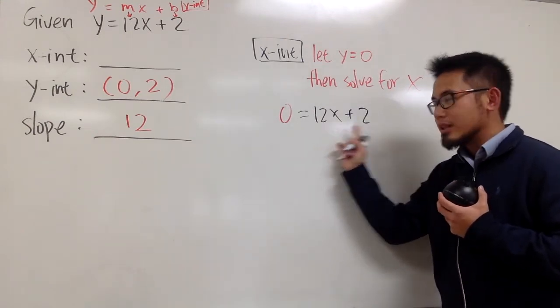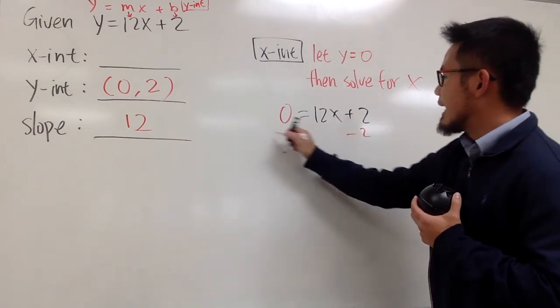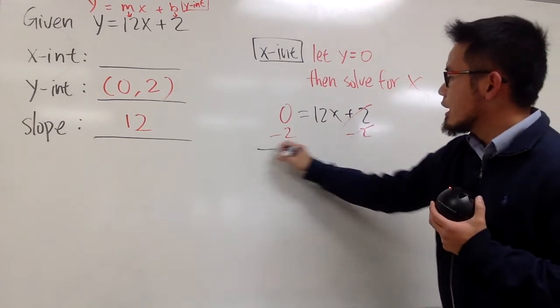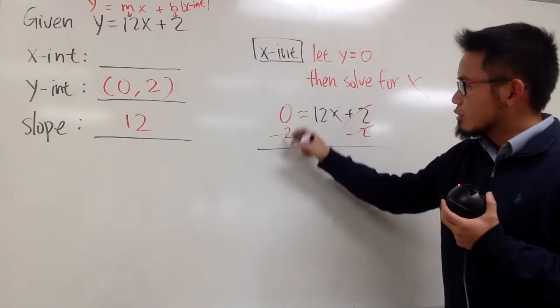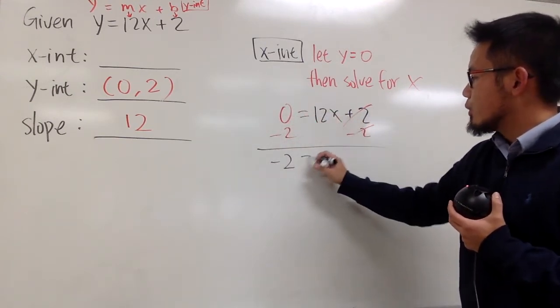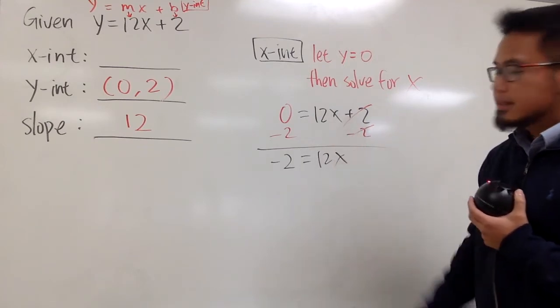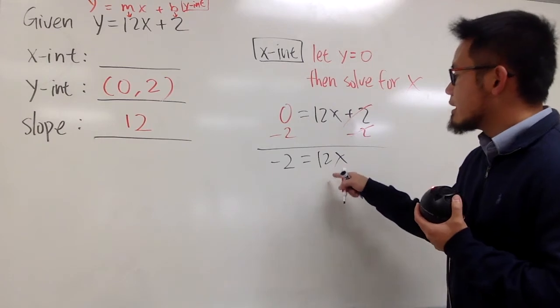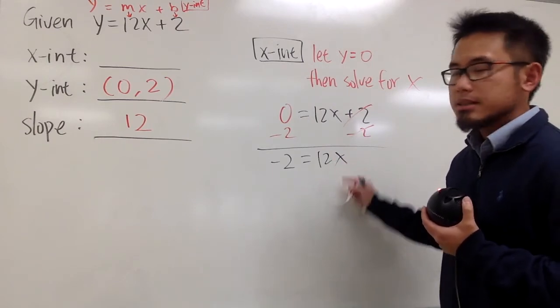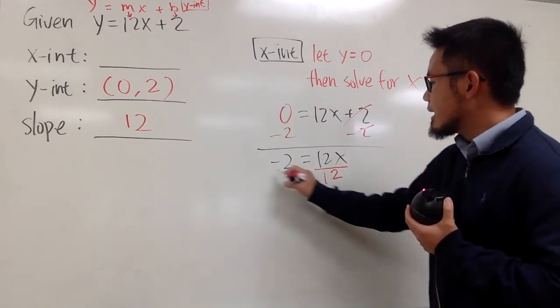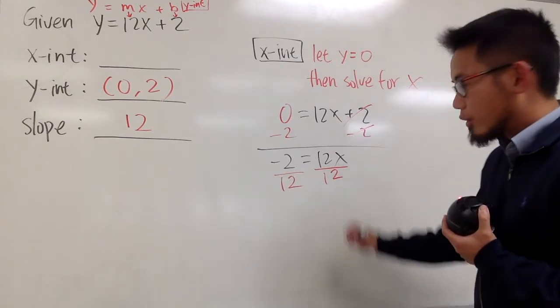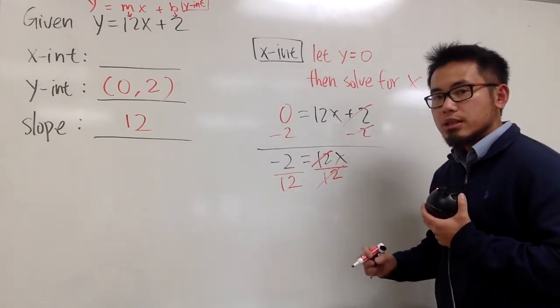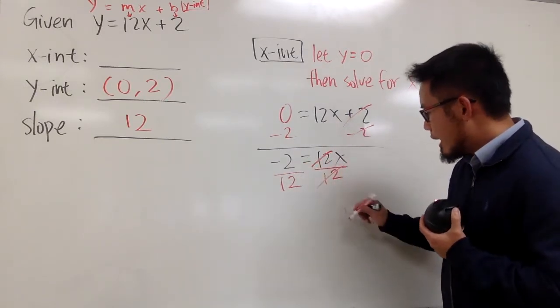X is right here, so let me just subtract 2 on both sides, like this, so they cancel. And this is 0 minus 2, which is -2, and that's equal to 12x. And right here, I can just divide both sides by 12, right? Because this is 12 times x. So let me go ahead and divide both sides by 12, so that this and that will be cancelled. And now, you know x, okay?